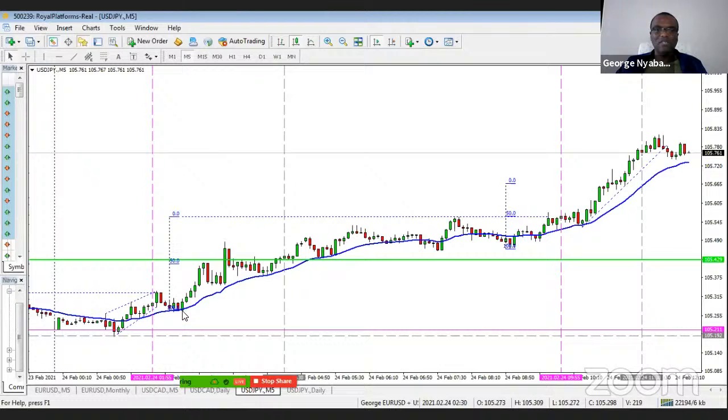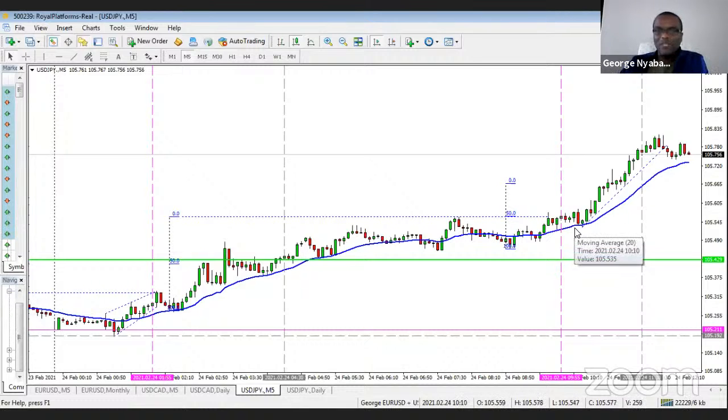Then the market pulled back to the moving average, and we had the bullish move right up to the high of yesterday. Then it kind of tracked sideways until the open of the European session, here, at the opening of the UK session.